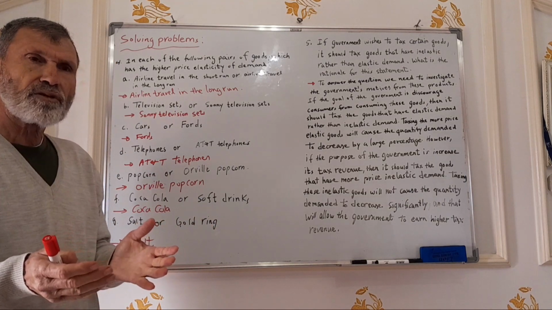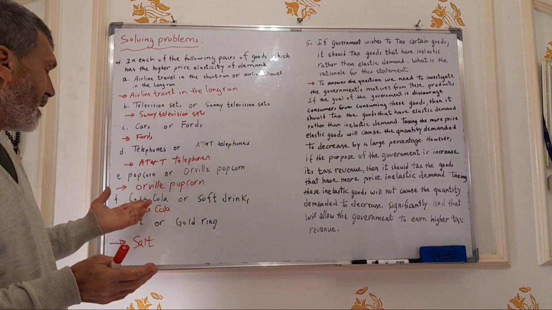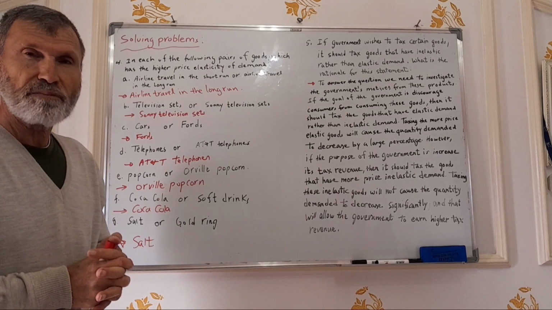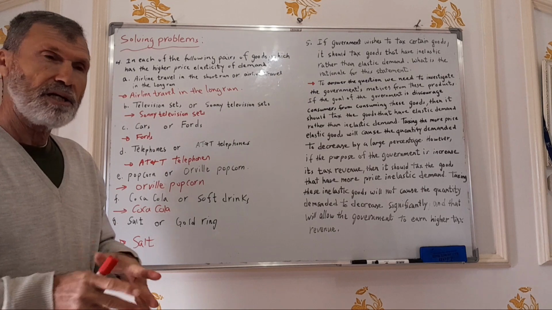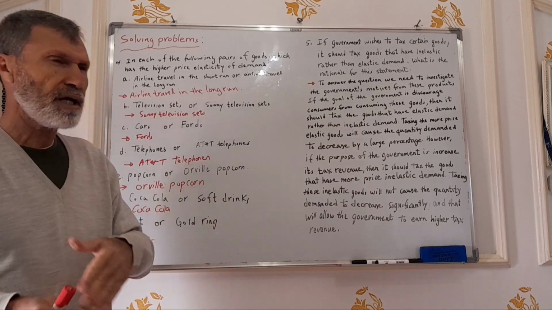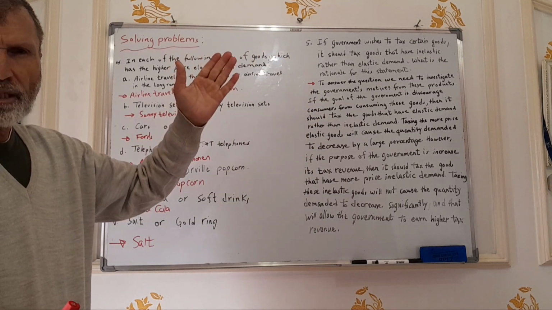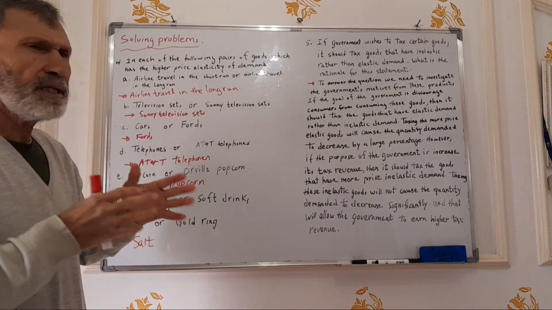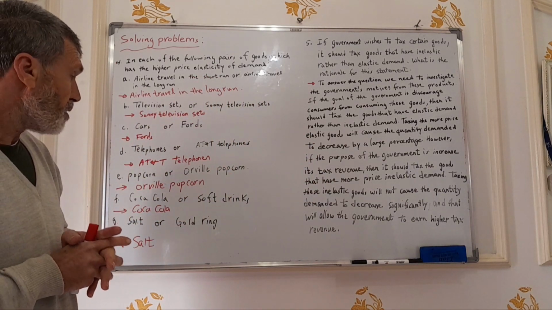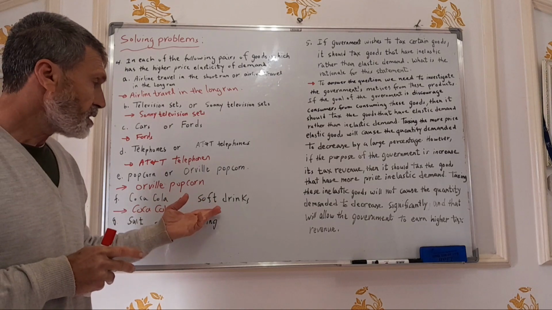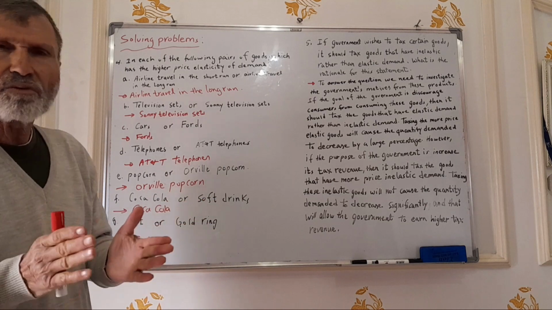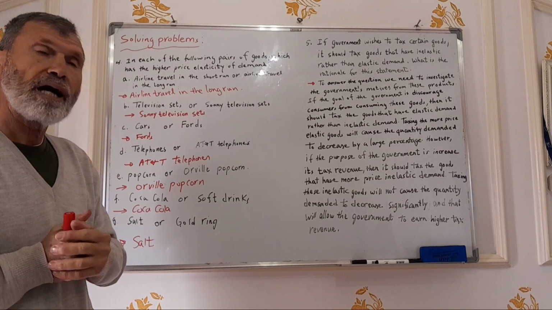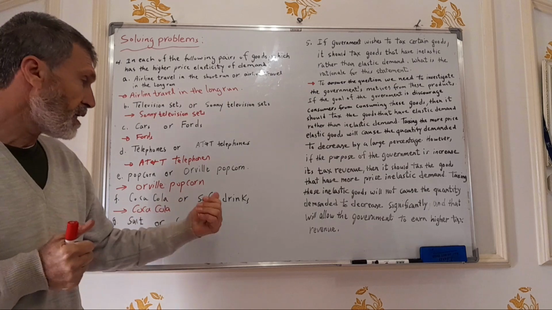Soft drinks, of course. Coca-Cola has a higher price elasticity of demand than soft drinks in general. Instead of Coca-Cola, you can have many brands: Pepsi, Mirinda, Sprite, and so many kinds of soft drinks. However, for soft drinks as a whole, you have few substitutes. Therefore, Coca-Cola has a higher price elasticity of demand than soft drinks.